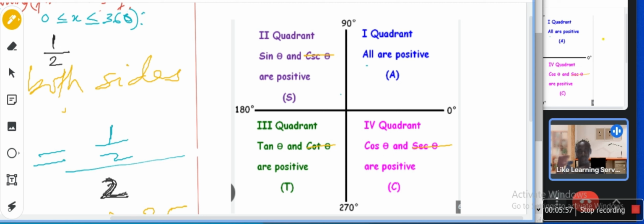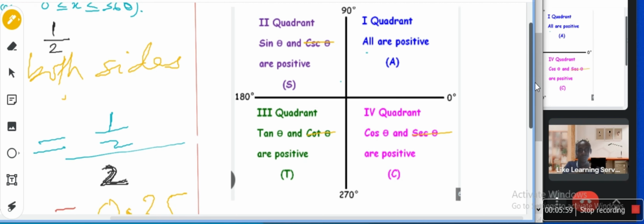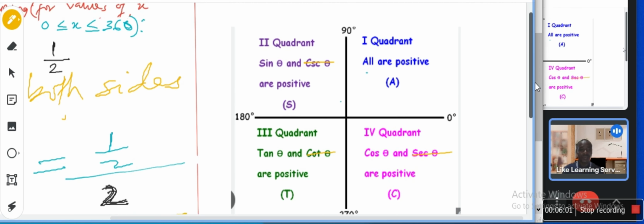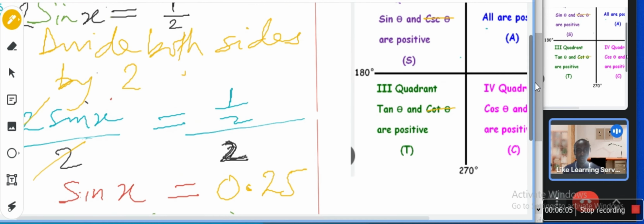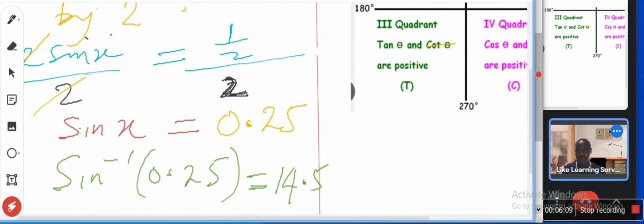What is the implication of this? Now the implication is, you look at what you are solving, because we will do another one that has a negative. Look at what we solved. This value 0.25 is a positive value. So we're only going to where sine is positive, because the 0.25 is a positive value.